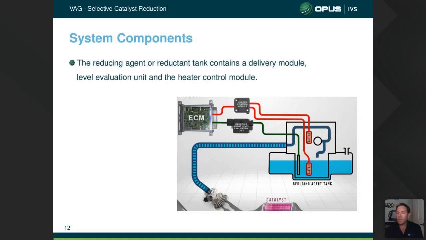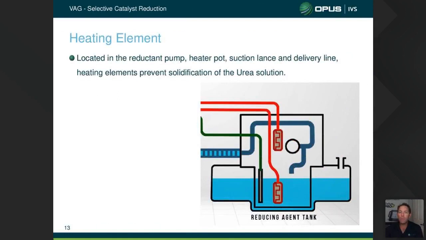The reducing agent or reductant tank contains a delivery module, level evaluation unit, and a heater control module. And that's all inside. It's a bit like a fuel pump module, but all the information's in there. And again, a control module to look after it. Inside that reductant pump module are the heater pot, suction line and delivery line, with heating elements that prevent solidification of the urea solution. So again, in cold conditions, which Europe's pretty big on, which is why Audi and Volkswagen use these, they do have to heat the solution, much the same as heating the diesel fuel to stop it starting to solidify.